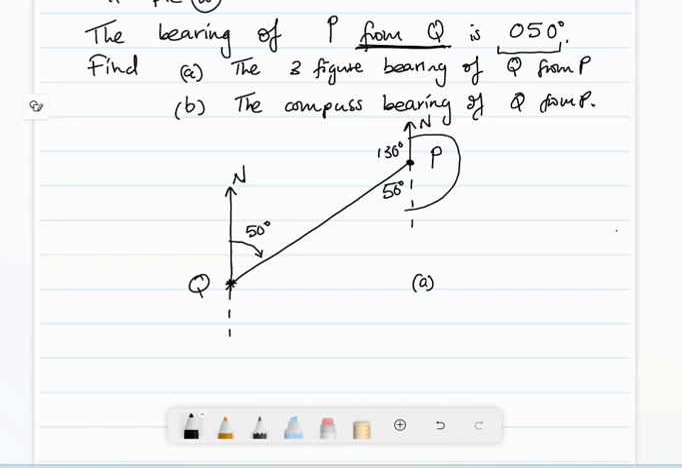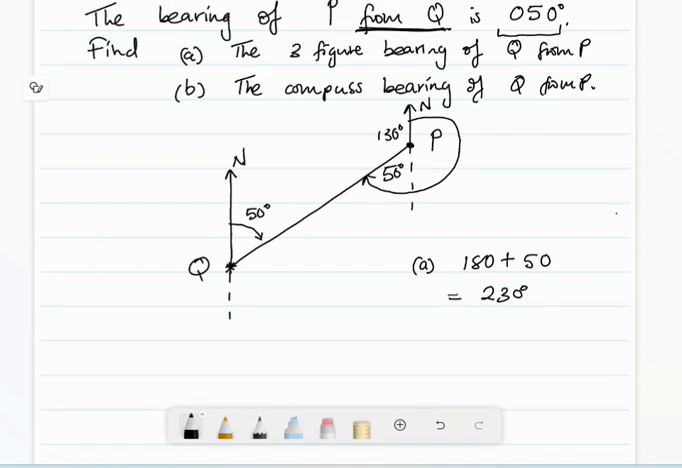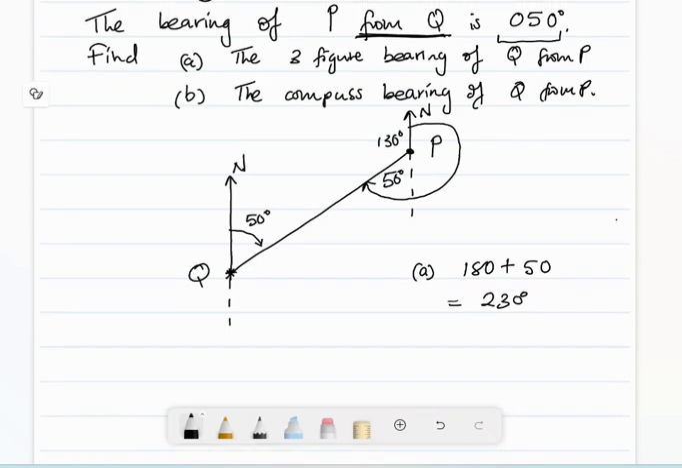So remember, 3-figure you measure from the north line, so you're starting from there all the way up to this point. All right, so this is 180 degrees plus 50 degrees. So if you add 180 plus 50, what do we get? 230 degrees. The good thing is that it's coming out with 3 digits, so we leave it like that.